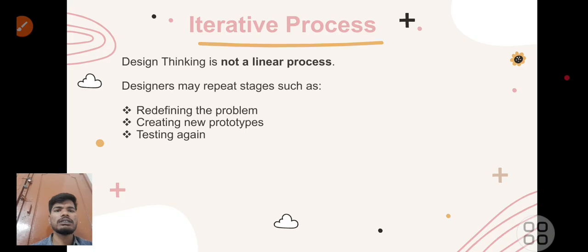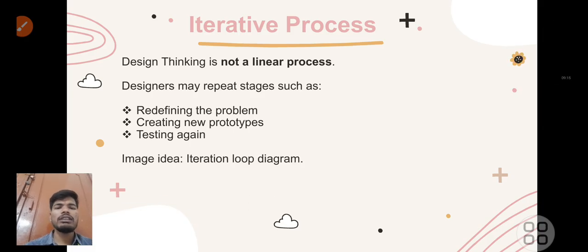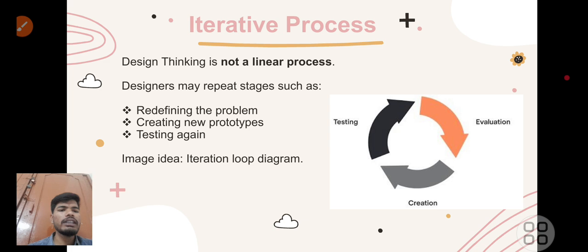Iterative process. Design thinking is not a linear process. Designers may repeat stages such as refining the problem, creating new prototypes, testing again and again. Image idea, iteration loop diagram. So here there are three main things: evaluation, creation and testing. If these things are satisfied, then only the product comes to the public. Otherwise, the three things are going to repeat until they succeed.